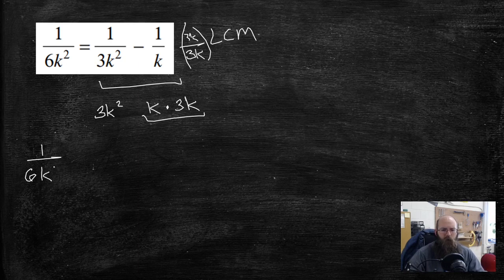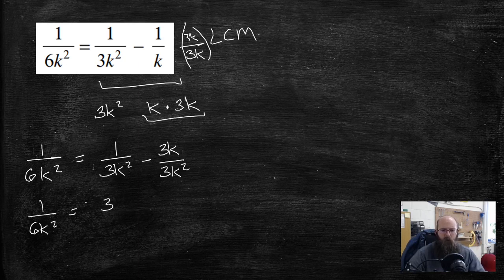1 over 6k squared equals 1 over 3k squared minus, and that's now 3k over 3k squared, because again, multiply 3k by that k. Since both of these denominators are the same, I can put both of them over the same thing. So that's now 1 minus 3k all over 3k squared.